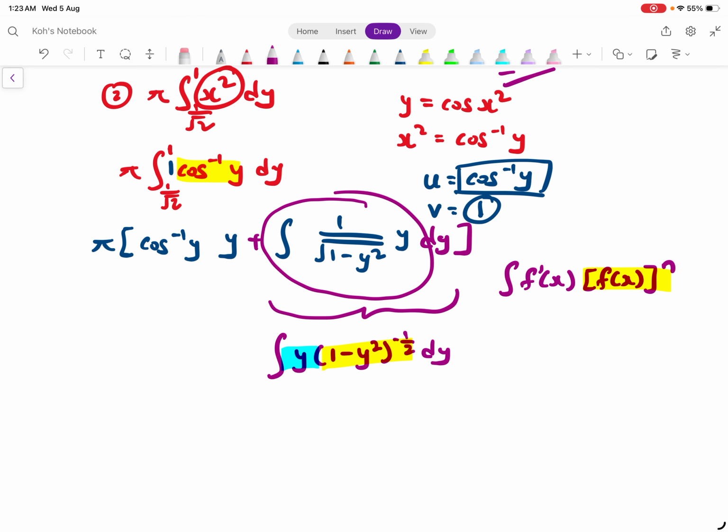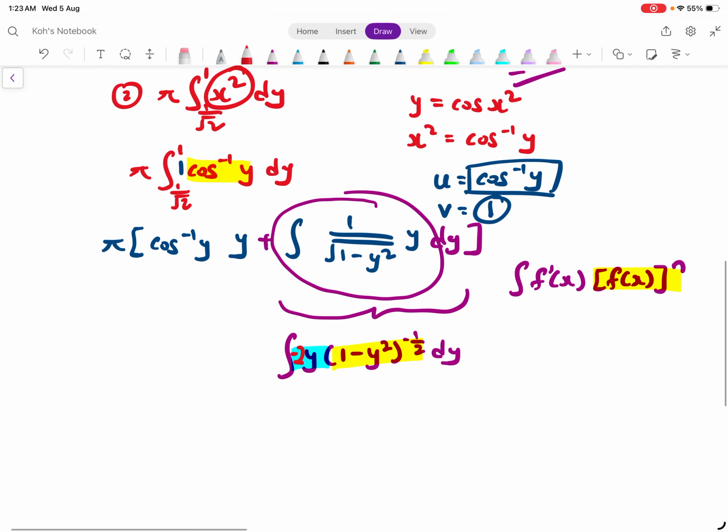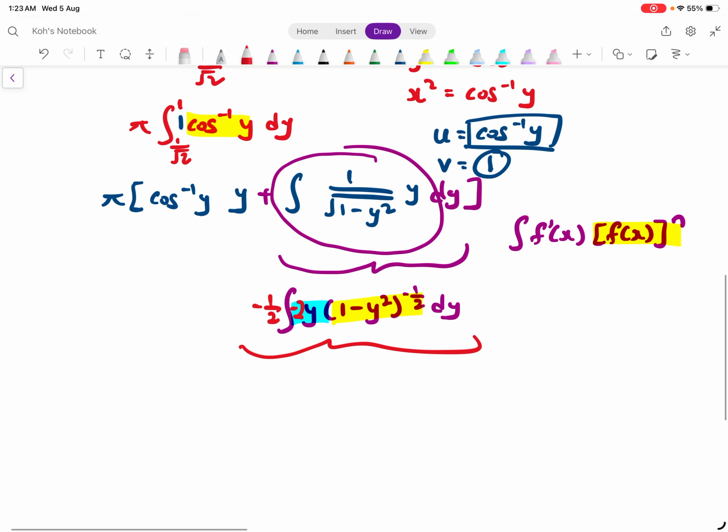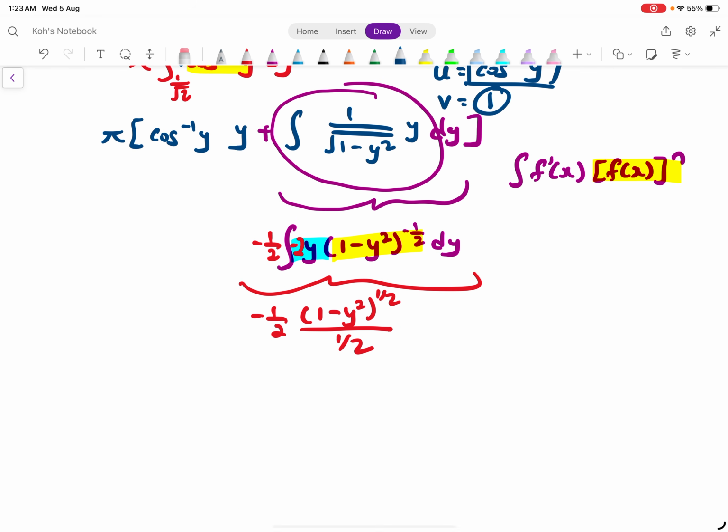You differentiate 1 minus y square, you will get minus 2y. So I must put a minus 2 right here. Then of course outside you must put negative half, because you cannot change the thing. I'm just multiplying by y. So this part will just give you minus half. Then this part will just integrate directly. So this will become (1 minus y to the power of 2) to the power of half, because you plus 1 is half. Then you divide by the same power, half. So this will just do the cancellation, this part and this part can cancel away already.